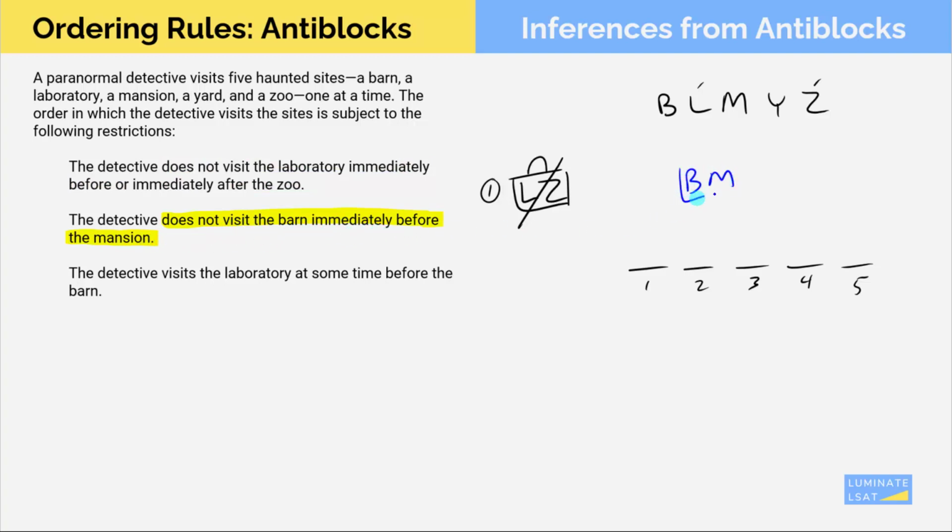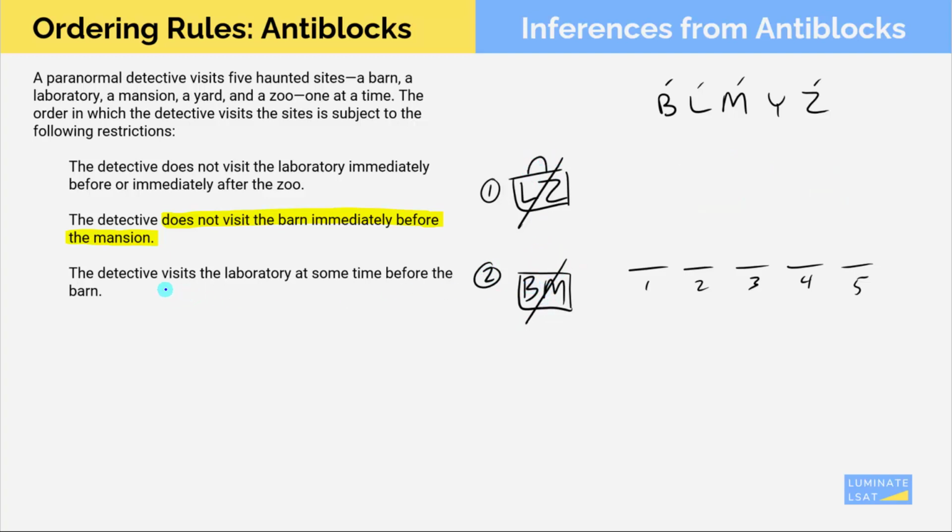The next rule says the detective does not visit the barn immediately before the mansion, so you cannot put a B before the M like this. But notice that this does not prevent M followed immediately by B. This is allowed, but this one is not allowed. So I'll go ahead and diagram that rule like this, a BM block with a slash through it, but it's not reversible, so that's why I'm not putting the switch above it.